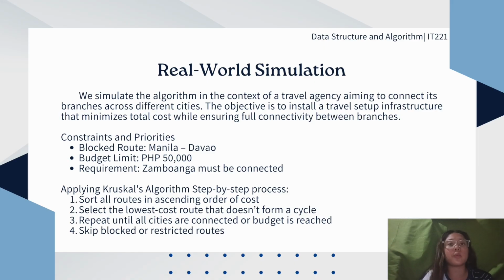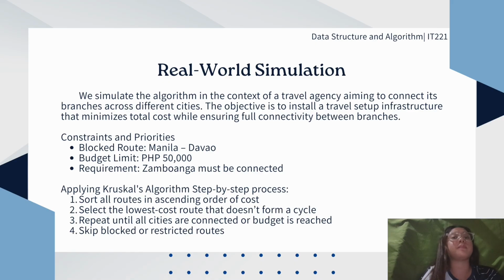Select the lowest cost route that doesn't form a cycle. Repeat until all cities are connected or the budget is reached, and skip blocked or restricted routes. Since we have constraints and priorities, number one is the blocked route from Manila to Davao, the budget limit is 50,000, and the requirement is to have Zamboanga connected to any other vertices or cities.